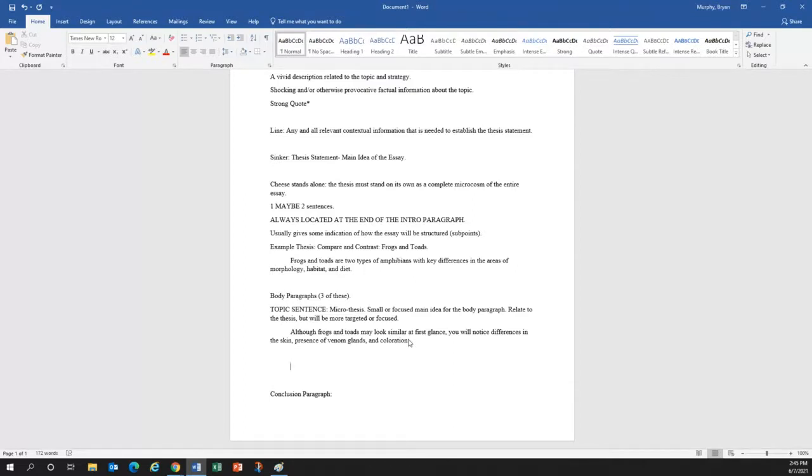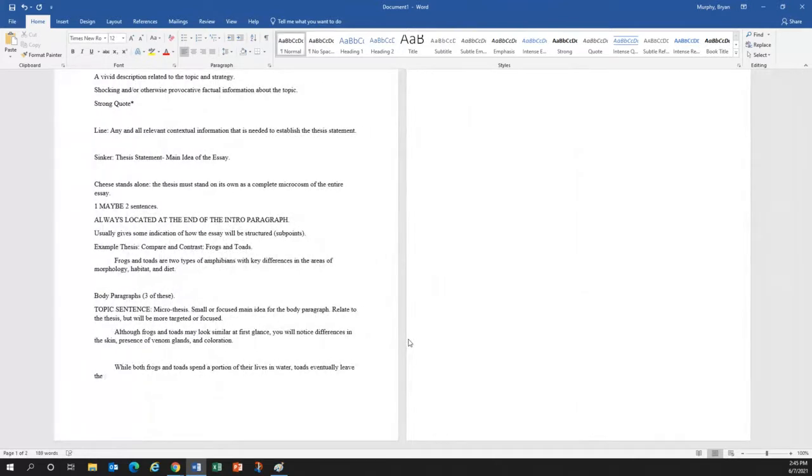Let's see. The next one is habitat. While both frogs and toads spend a portion of their lives in water, toads eventually leave the aquatic world to venture into less hospitable terrain. Okay, so that's just another example of how you might generate the next topic sentence. We won't go too much more into detail. Those are your topic sentences.